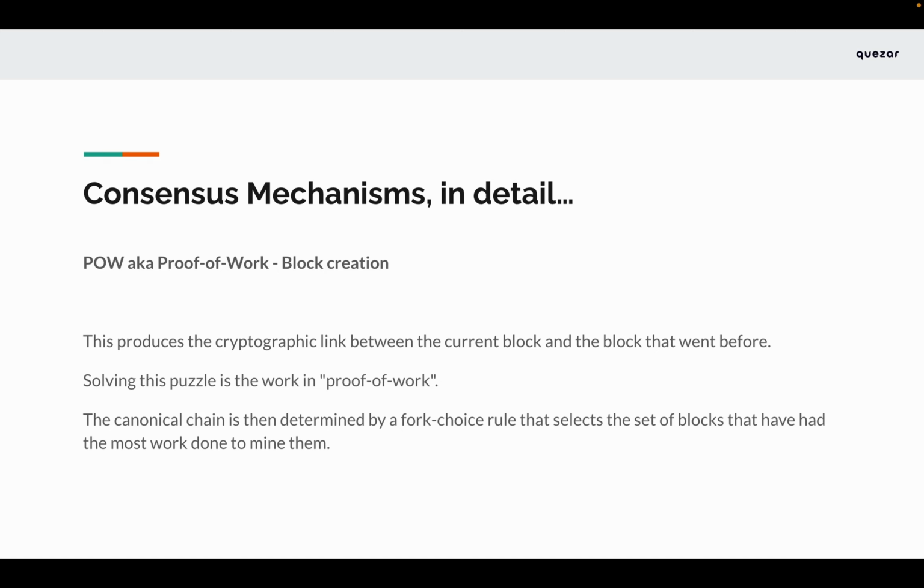Someone who has a lot of computational resources will be able to solve the puzzle faster as compared to someone who doesn't. If someone has a lot of computational resources invested into the network, they are spending a lot of money buying that hardware and also paying the electricity bills for operating that infrastructure. That is basically the cost that they are incurring on themselves, and that is, in a way, the work in the proof of work. The canonical chain is then determined by a fork choice rule that selects the set of blocks that have had the most work done to mine them. So, the more difficult the puzzle, the more work is needed, and ultimately, the blocks that need more work to mine them would be added to the chain in case of a conflict.